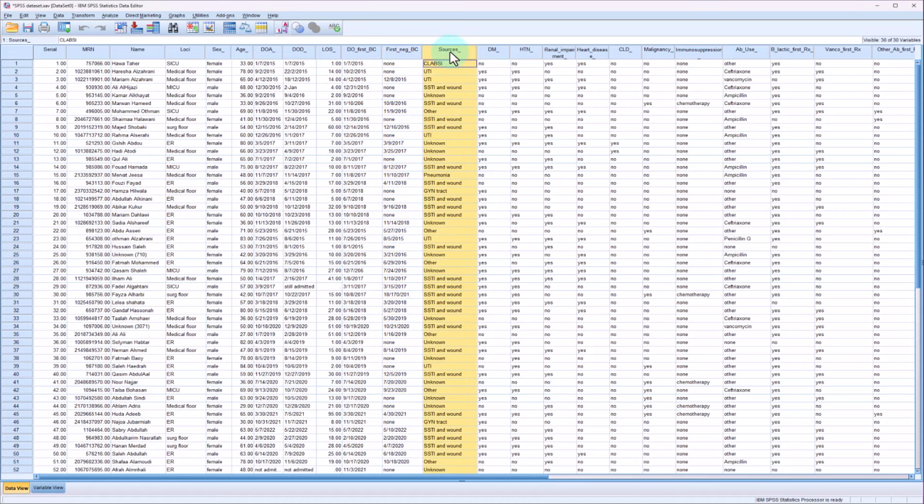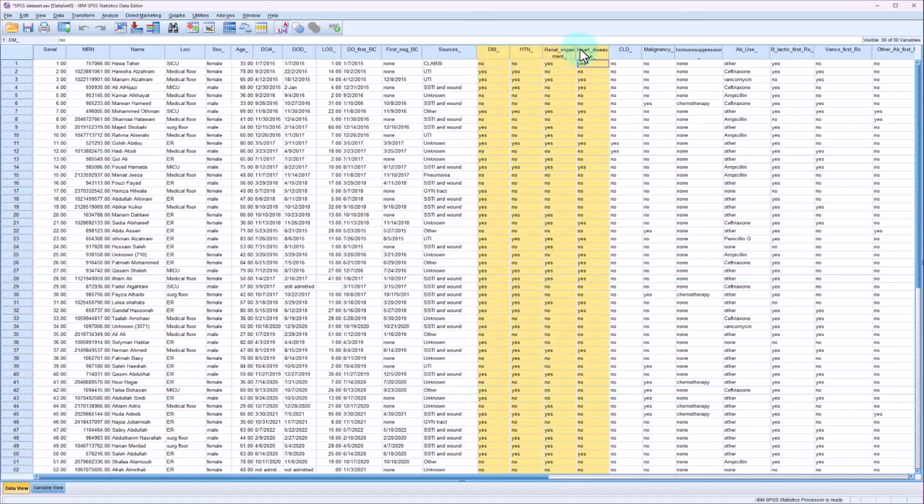So these are the sources of initial infection. Everyone has group B streptococcus septicemia, but this person had it from their urinary tract, that's why UTI is written here, and this person had it from a surgical site infection, that's why SSTI is written here.